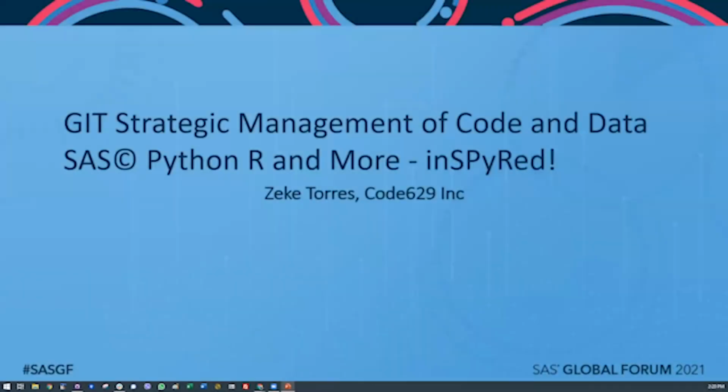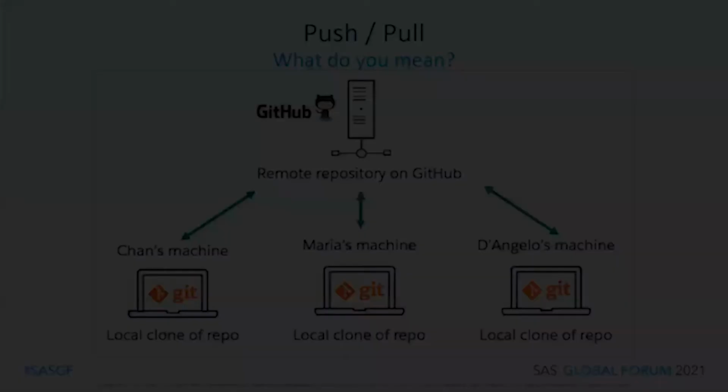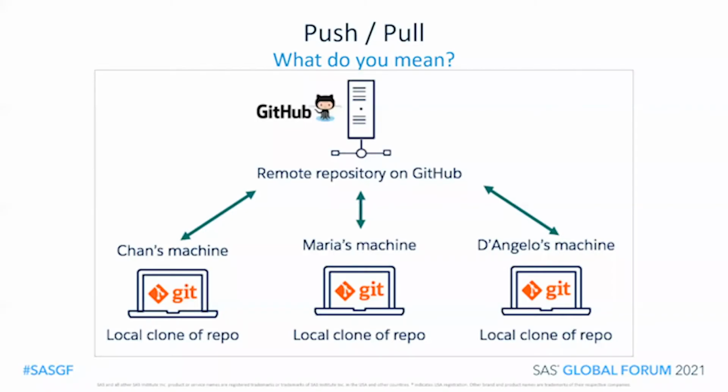Hi everyone, this is Zeke, and what we're going to cover right now is what pushing and pulling mean for our repository and our work. So let's review that, because in the segment right before this one, where we talked about branches, I actually had to do a push to get things to our GitHub repository.